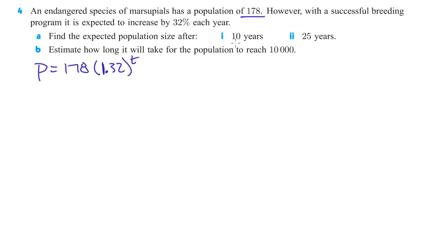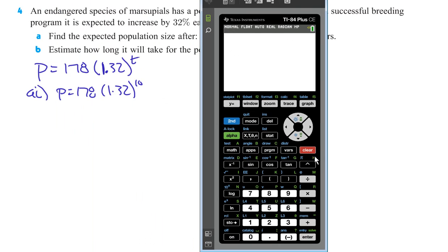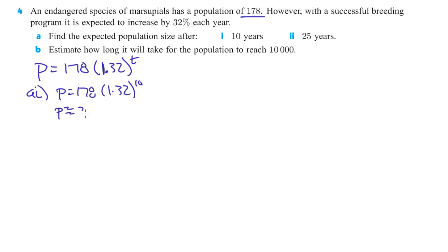Okay, so now once we have that, we can simply plug in 10 for t and 25 for t and see what we get. So for part A, I, we get population equals 178 times 1.32 to the 10th, and we simply plug that into our calculator and see what it gives us. 178 times 1.32 to the 10th, and we get 2858.6, so let's call that 2859. So the population is about 2859 after 10 years.